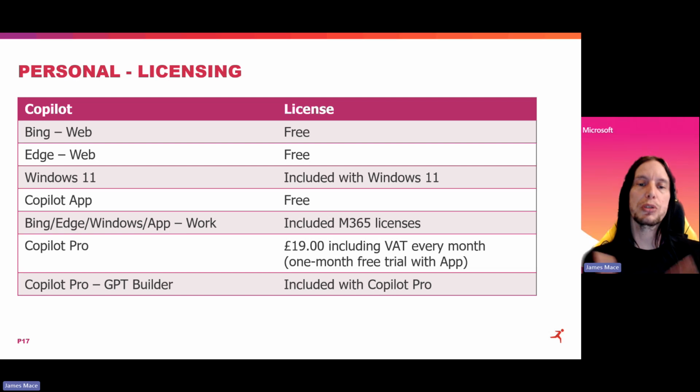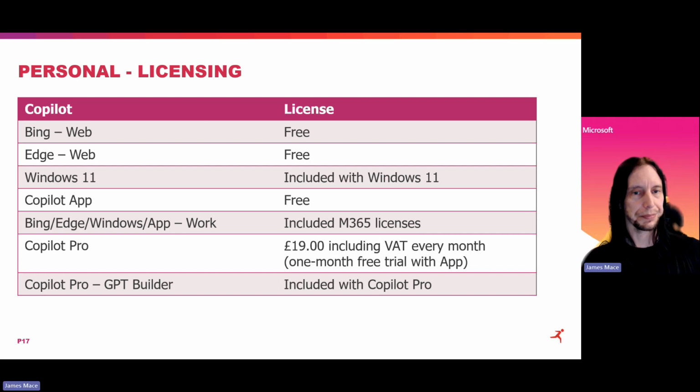And then the Copilot Pro is where you get into a subscription fee of £19 per month. Incidentally, if you load the app version on your phone, you'll get a free month trial for that. And GPT Builder comes with Copilot Pro once you've subscribed at that level.